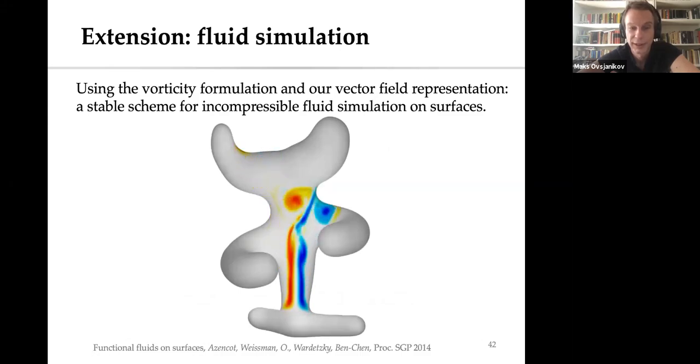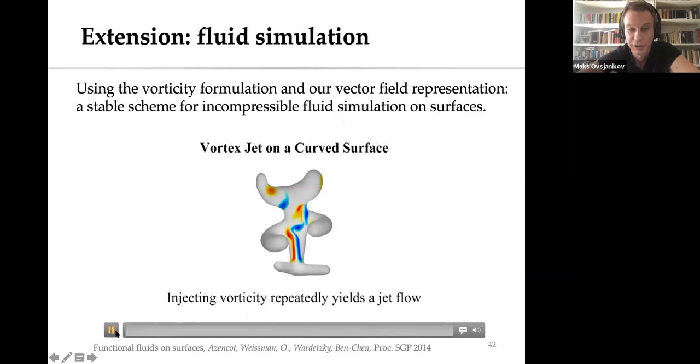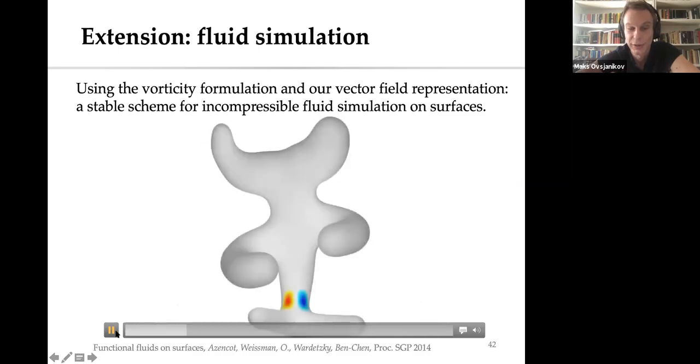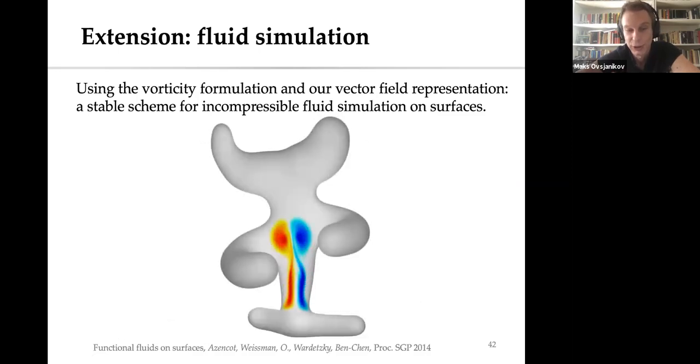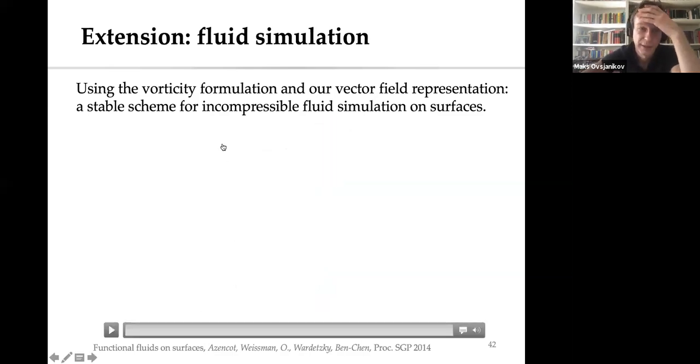So this is just one example. Typically fluid simulation is on a Euclidean domain, like in 2D or in 3D, but you might also try to simulate fluids on surfaces. So here is an approach that we had, based on this relation between the advection equation and the derivation, that is very stable.